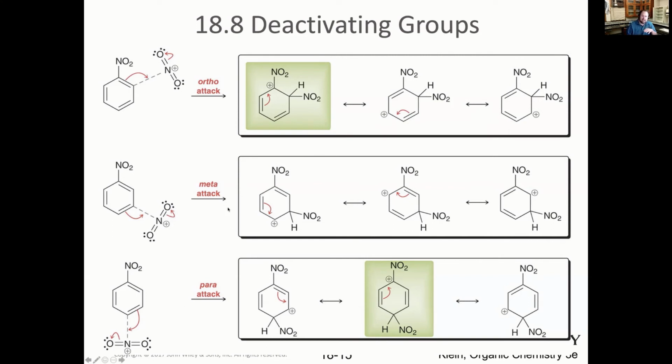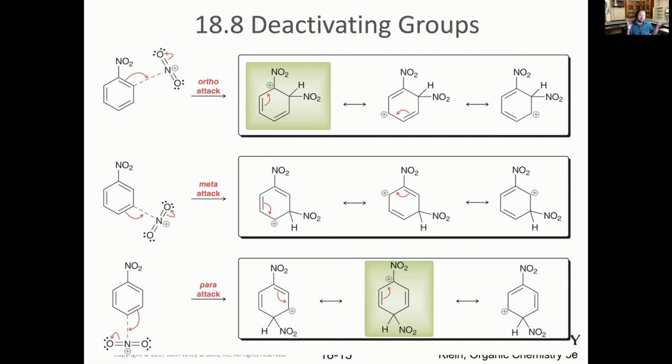With the meta attack, once again, that positive charge resonates around the ring and is never next to the attached initial group, in this case, the initial nitro group. However, in the ortho attack and the para attack, via resonance, that positive charge in one of those resonance forms is next to the nitro group.